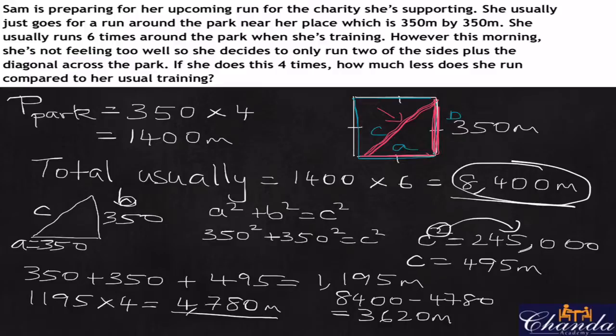So I'm just going to write the value up here. 3,620 meters is how much she runs less compared to her usual run. Okay, let's move to the next question.